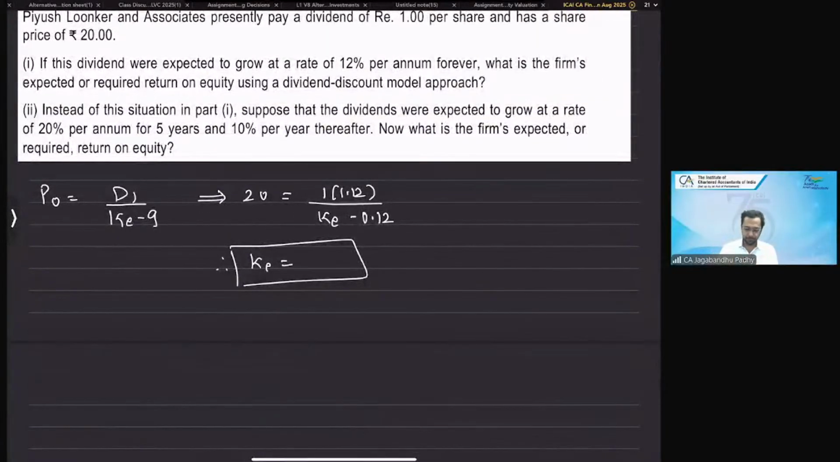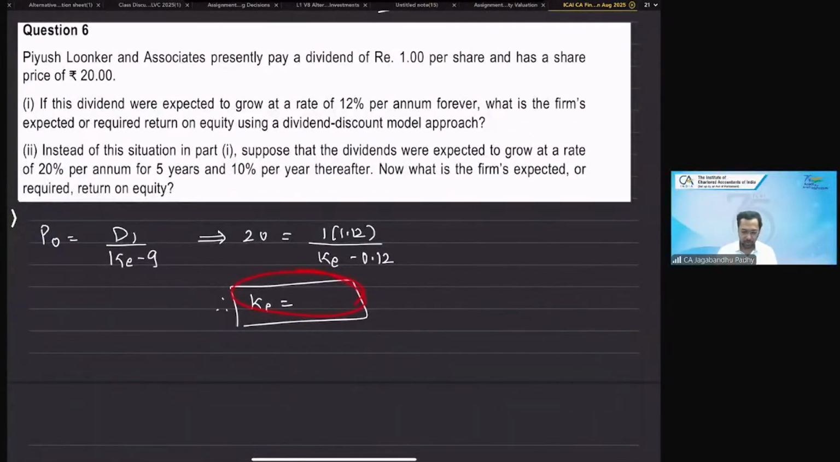Okay, so over here, this question, what's the cost of equity, guys? It's 17.6, sir. Okay, 17.6%. That's the key.